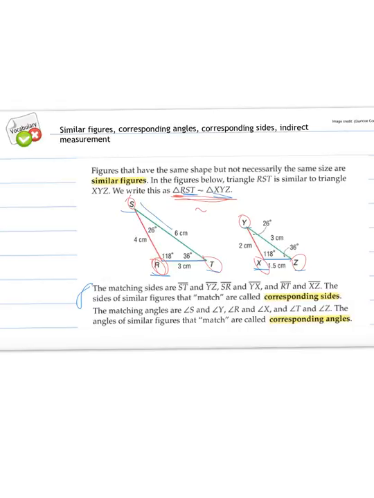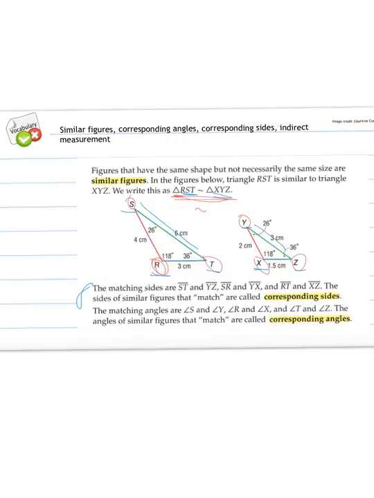So on this triangle, it's the green sides. They match up. S and R, Y and X, those are the red sides. And then R and T and X and Z, those are our blue sides. So the sides of similar figures that match are called corresponding sides. Okay, they're corresponding, they match up with each other. They're the same sides of the triangle, but different sizes.